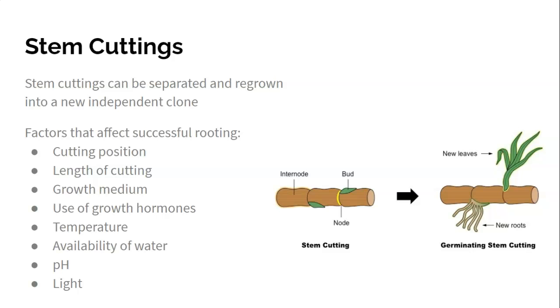Stem cuttings are used with plants so you can separate and regrow them to make a new independent clone. So you take a little piece of a stem and you put it in water and you let it regrow, and it's going to create new roots and new leaves, and it'll create a secondary plant. Of course, there's always factors that affect that, like where you cut it, how big it is, what you're growing it in, are you using growth hormones, and then the normal ones like temperature, is there water available, pH, and light.